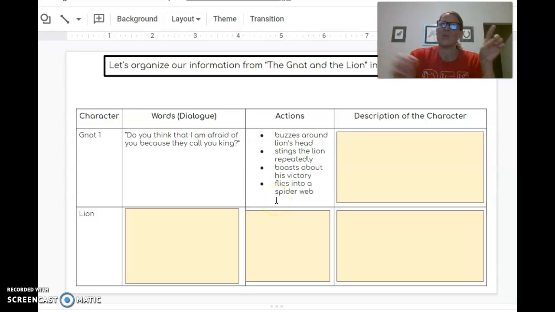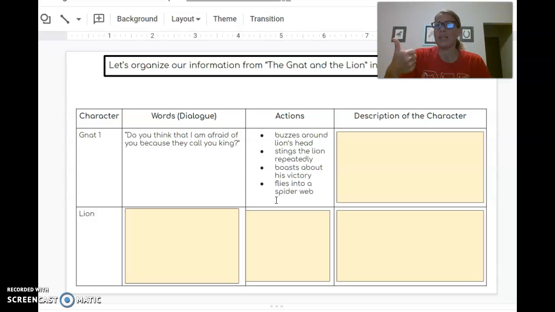Do you remember that? That wasn't on what we just looked at. But yesterday at the end of the story, I talked about how he was proud and flying around and how there's a difference in being proud and being boastful. And boastful is a negative connotation word. It really is not nice. And then he flew into the spider web.